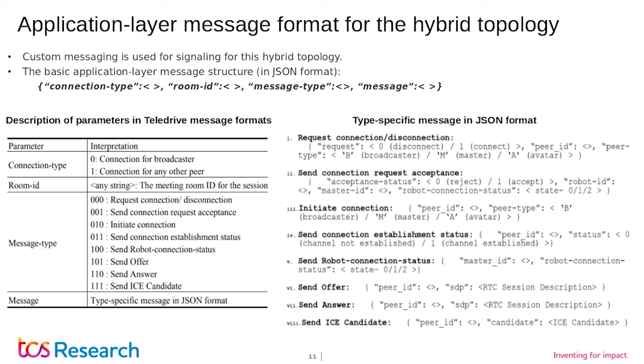Room ID is a unique room meeting session ID for the current session. Then message type consumes 3 bits of information, and based on these message types, a type-specific message format is also defined in the right-hand side figure.